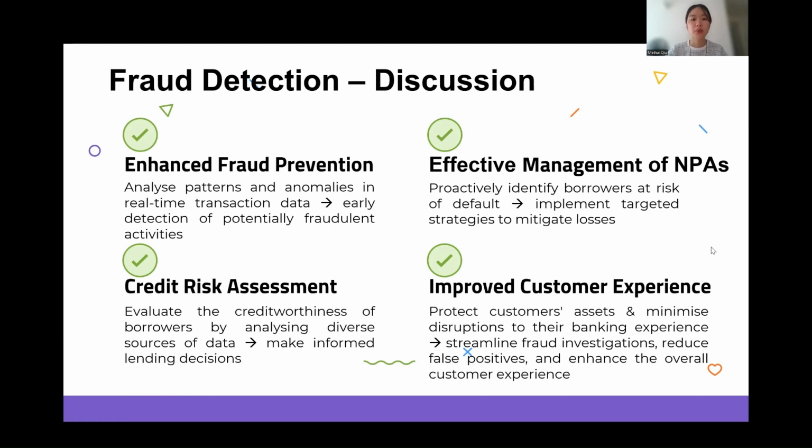Moreover, AI-powered credit risk assessment models can analyze diverse sources of data, including transaction history, credit scores, and socioeconomic indicators, to evaluate the creditworthiness of borrowers more accurately. By leveraging advanced tactics, banks can make informed lending decisions and minimize the risk of default. During economic downturns, the risk of non-performing assets increases as borrowers may struggle to repay their loans. AI can help banks proactively identify borrowers at risk of default and implement targeted strategies to mitigate losses.